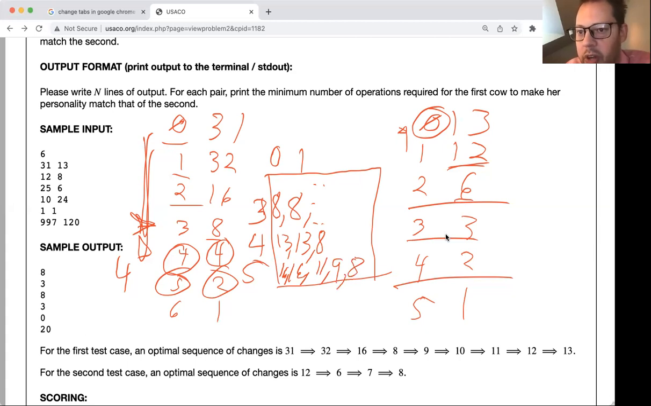Okay, so then once we're done, we would just look in here, and it turns out there's actually a lot of different paths that equal the 8. But whatever the smallest number then is in that grid is going to be what our solution is.